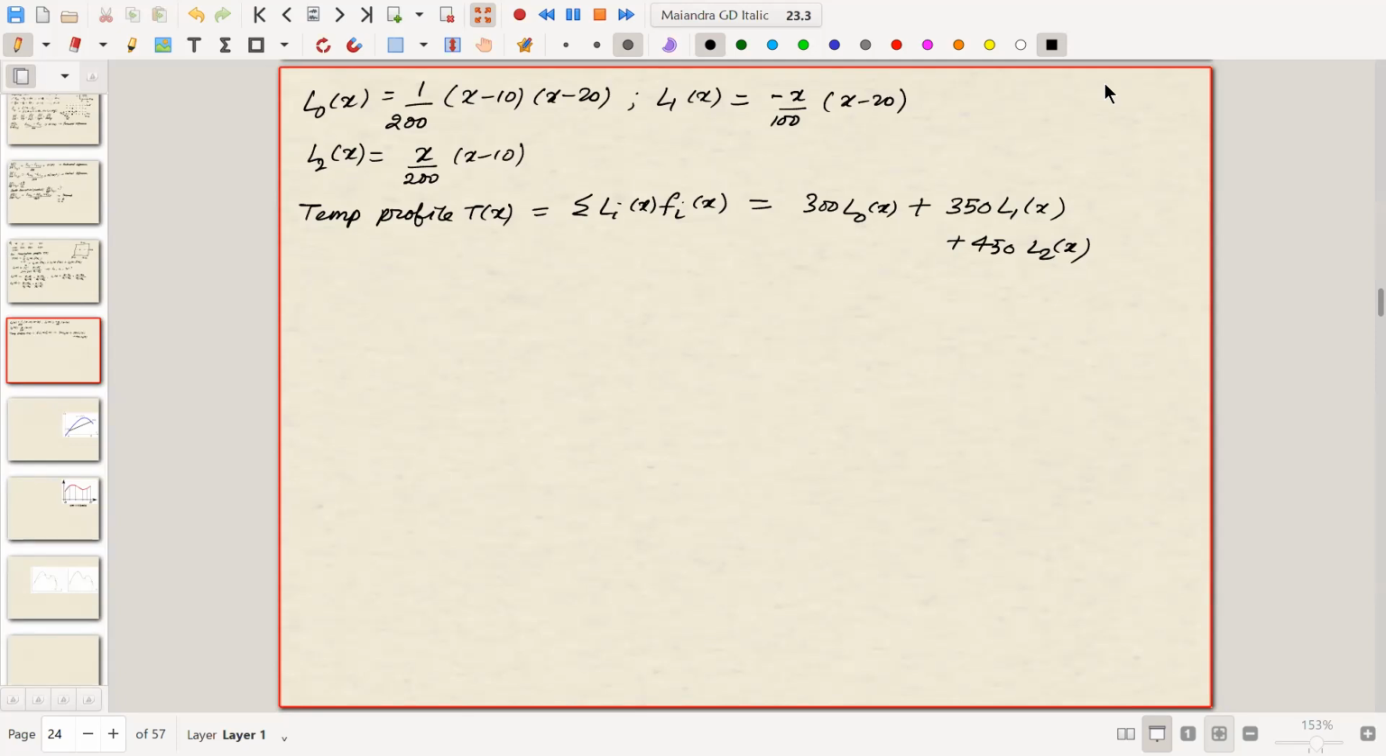So you do the calculations, then I'm writing just the final one. You will end up here with 1 by 4 x squared plus 10x plus 1200. I request you just plot it. It might look like a quadratic parabola. Just plot the temperature profile, how it looks, from x equals 0 to say x equals 50 or something. So here I just did a problem on interpolation.